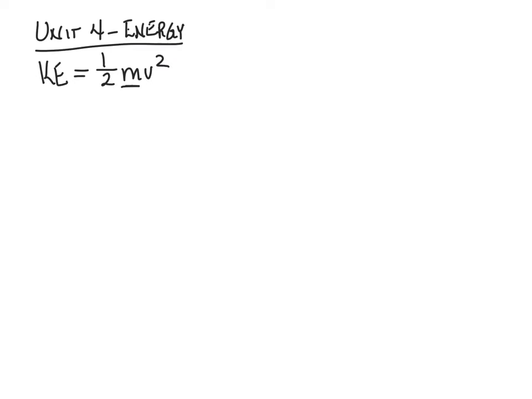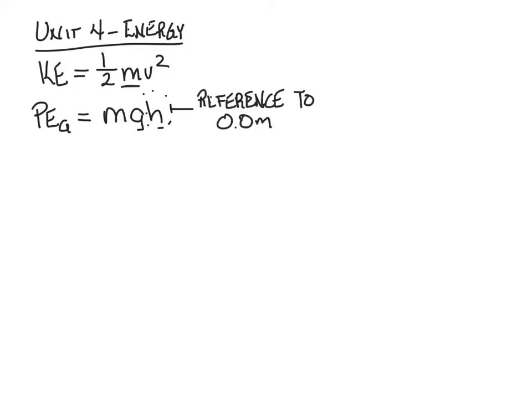Then you have gravitational potential energy. g refers to the acceleration due to gravity, 10. h refers to the height that an object has with reference to 0 meters. And we get to pick what 0 meters is. It could be the ground, or we can pick an arbitrary spot and say, well, this is 0 meters.